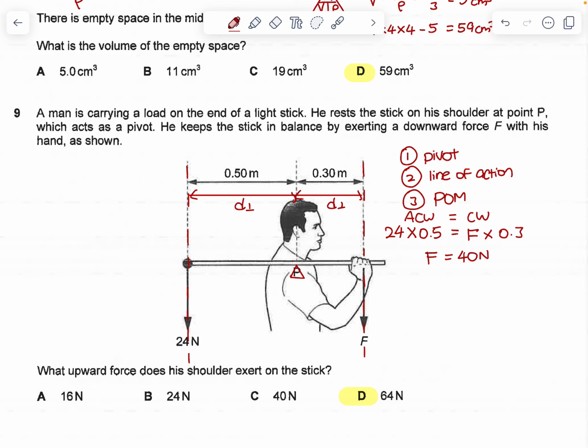Okay, but now the question is asking what is the upward force on the shoulder. So we have to use translational equilibrium, and that force will be 24 plus 40 newtons is what it will be experiencing upwards. So the upward force should be equal to the downward force.